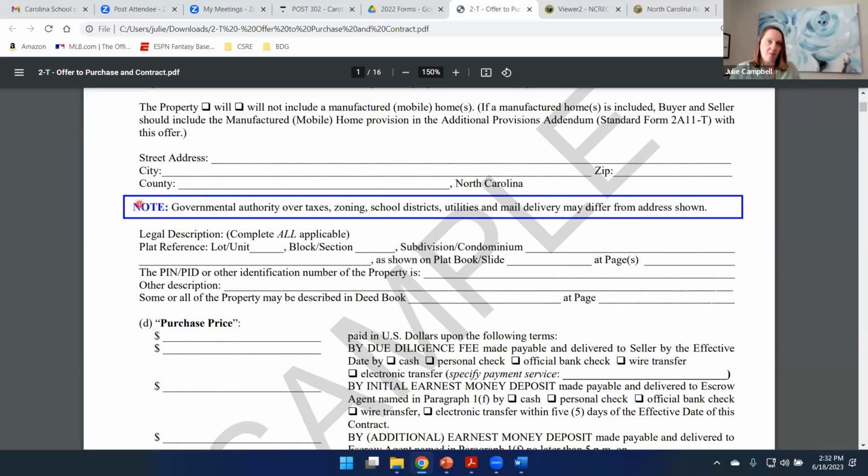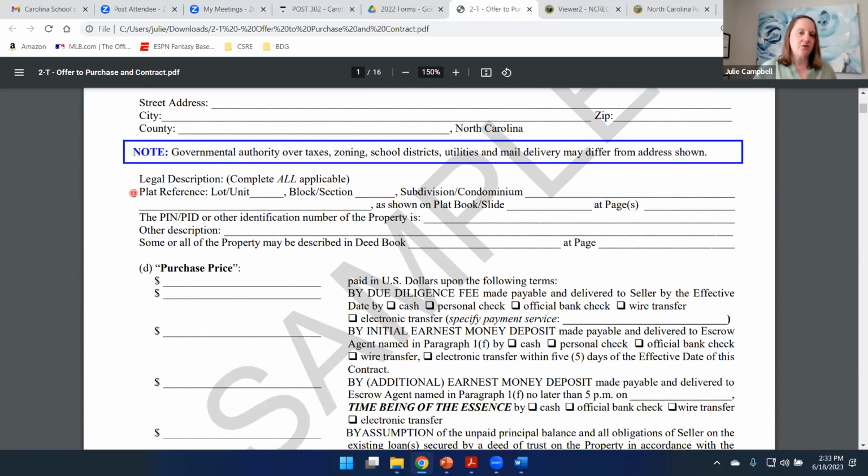When we're conveying property, the documents that we use to convey property, the street address alone is not sufficient. We need more than the street address. The offer to purchase and contract is a document conveying property. So in addition to the street address, we also need the legal description, and we're instructed to complete all applicable. So this is where we're going to our county's GIS system, pulling up the real property data, the tax bill, the deed, all that good information about the property that we can find. We're going to put in for our legal description.